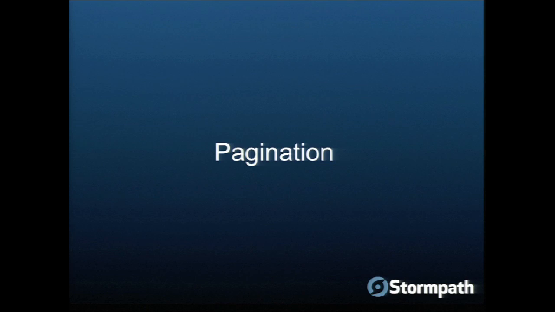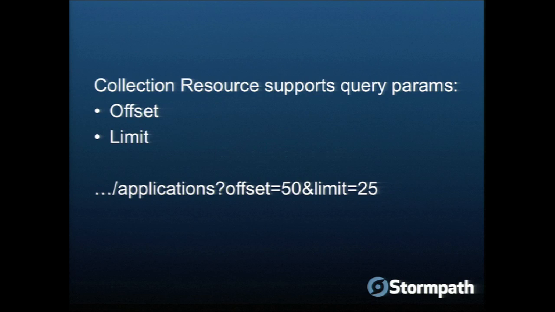So pagination, this is kind of a segue into that question. How do you support pagination? Every collection resource, we feel, should support query parameters that specify an offset, which is your starting position in the overall list, as well as a limit parameter, which specifies the maximum number of elements to return in the collection. So if I were to go to /applications?offset=50&limit=25, that means I want to show the page starting at the 50th element, but show me no more than 25 items.